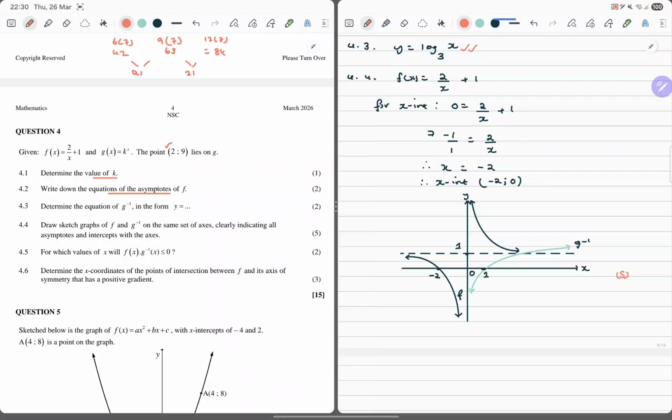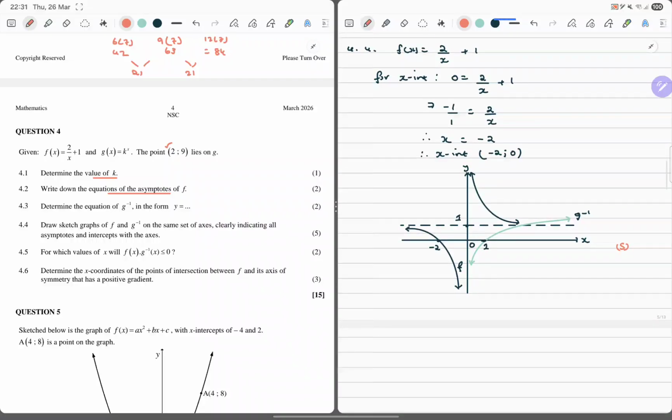5 marks. So this is going to be a mark for the x-intercept of the inverse and the shape. That's 2 marks. Then it's going to be a mark for the x-intercept for the f function. And the shape, that's another 2 marks. And then 1 mark for the asymptote of f. And of course also the asymptote of g, which becomes the y-axis. So those are pretty much coincidental, I guess, or they occur simultaneously. Okay, that's fine.